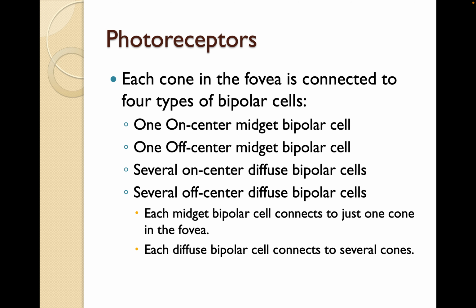Each cone in the fovea is connected to 4 types of bipolar cells: one on-center midget bipolar cell, one off-center midget bipolar cell, several on-center diffuse bipolar cells, several off-center diffuse bipolar cells. Each midget bipolar cell connects to just one cone in the fovea. Each diffuse bipolar cell connects to several cones.